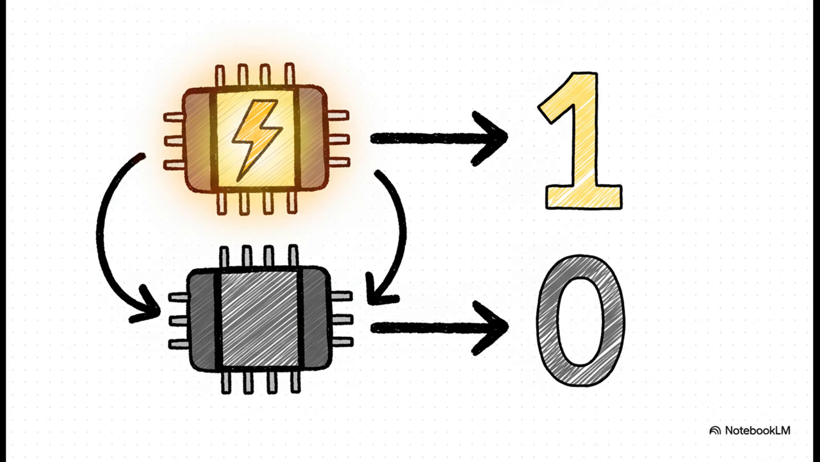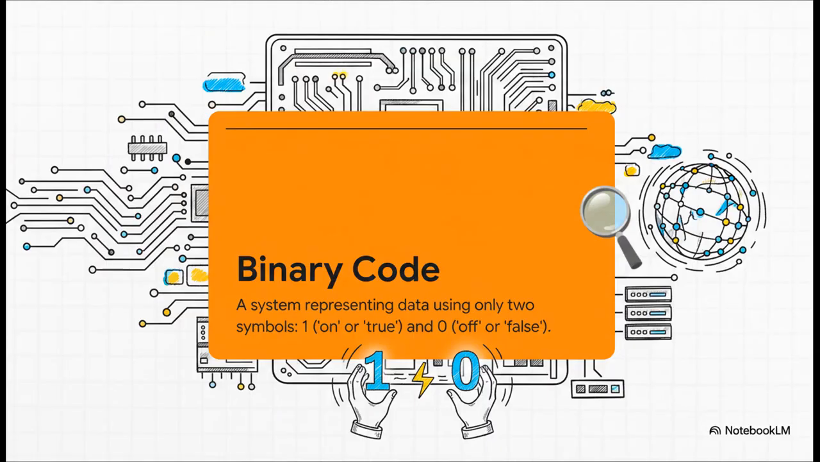And that two-state system is super reliable. Even if the power level wobbles a bit, it's easy to tell the difference between on and off. So this physical reality makes a two-symbol system, a 1 for on and a 0 for off, the absolute perfect language for a machine. And that right there is what we call binary code. It's a system that uses just two symbols, 1 and 0, to represent literally everything. You could say it's the native language of our digital world. And it was born directly from the hardware that makes it all run.